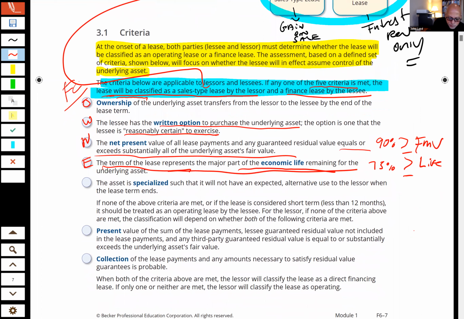Okay, the asset is specialized. You make me say, hey, I want you to lease me a car and I want it to be pink with green interior. And you make it for me, pink with green interior. Well, you know, the chances you're going to be able to sell that to somebody else is not very likely. You specialize that for me. I'm the one that's going to end up taking that thing, right?